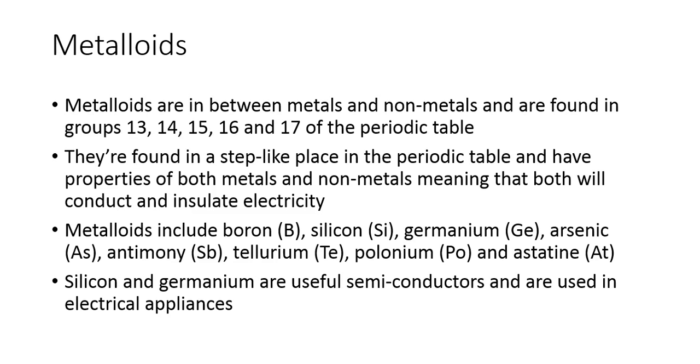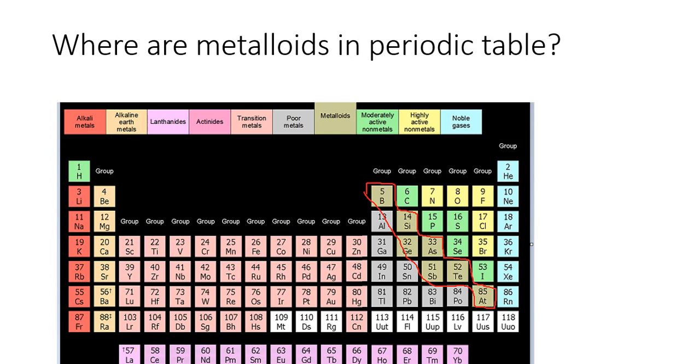So one of the last points: silicon and germanium are useful semiconductors and are used in electrical appliances. So where are the metalloids in the periodic table?